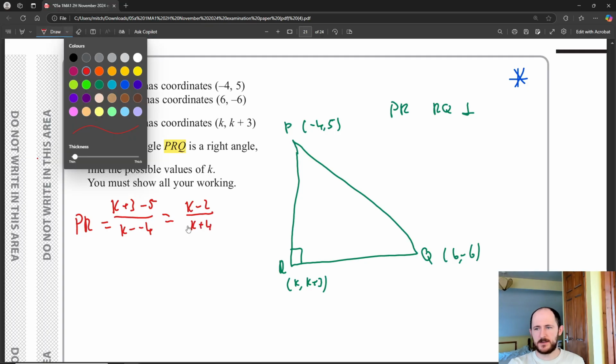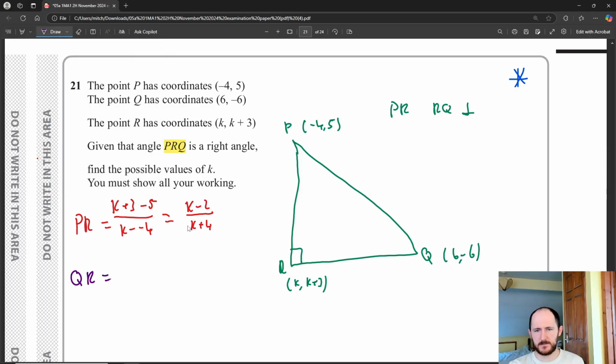Okay, and let's do the same thing with QR. Almost immediately made a mistake. So QR, again, well, luckily we can do the algebra minus the letter again. So k plus 3 minus minus 6 over k minus 6. So that is k plus 9 over k minus 6. And like I said, these are negative reciprocals of each other.